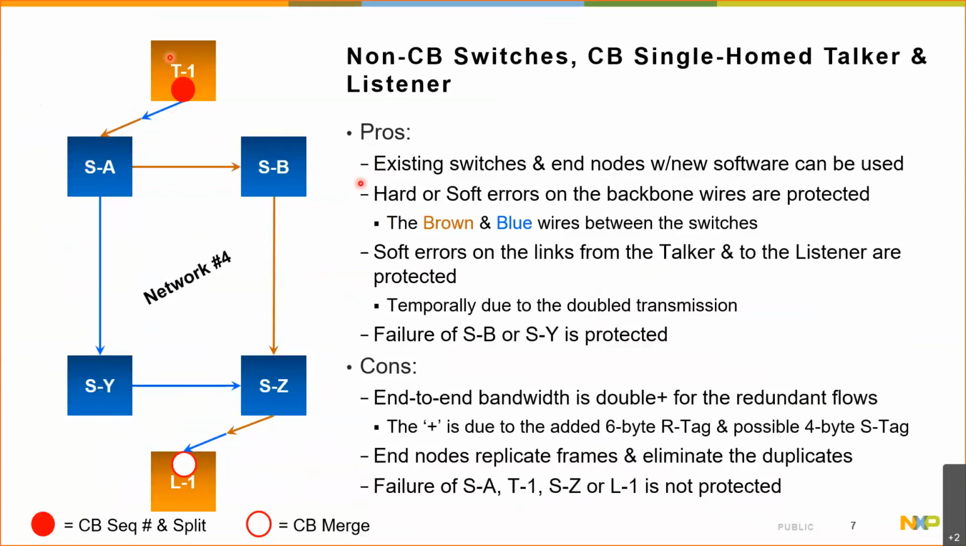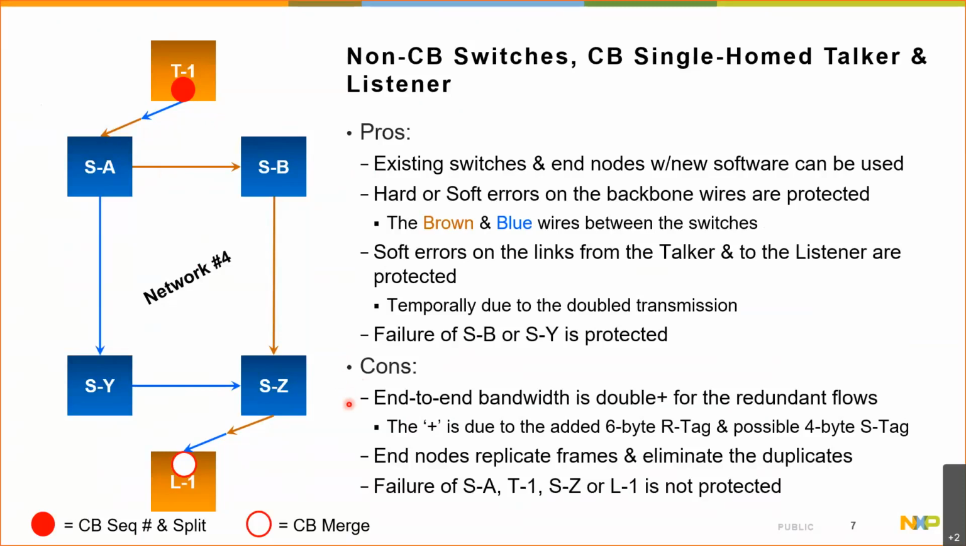So the end nodes do need new software, but we can use existing switches. Hard and soft errors on the backbone are protected as before, and soft errors on the link to the talker and listener are protected, but again, hard errors are not. And that's as long as the bit error rate assumption, or the noise that's causing a CRC error, is less than a single frame, then it will only impact one frame and not the next frame. And if that error is longer in time, then the talker just needs to separate the transmission of those frames for that duration of an error burst, if you will. So that still can protect them.